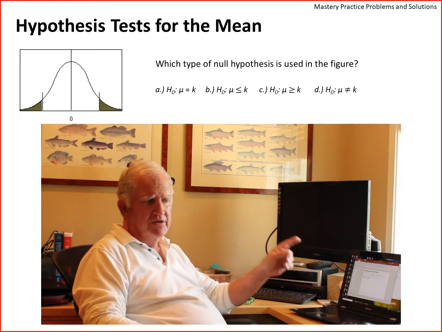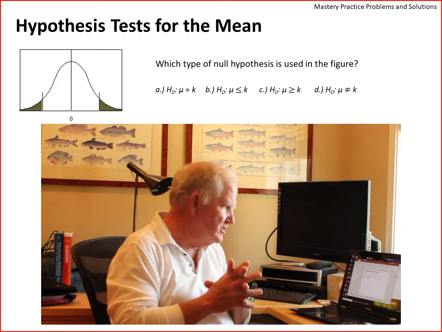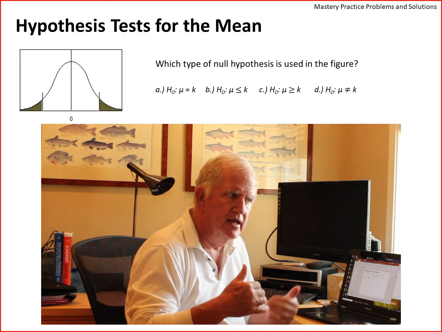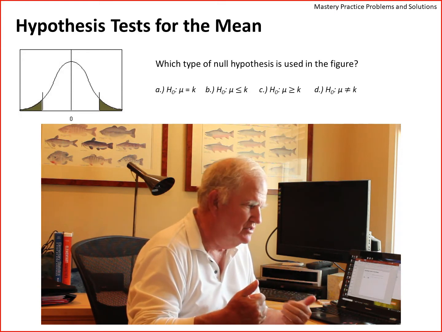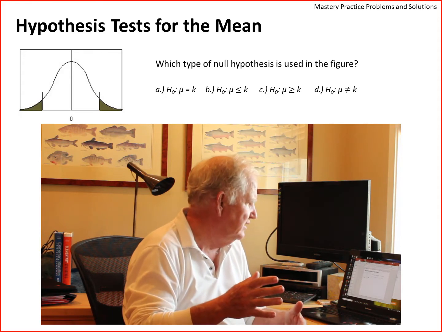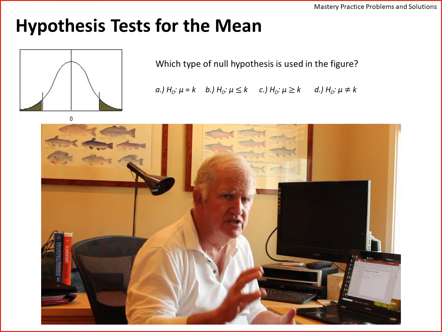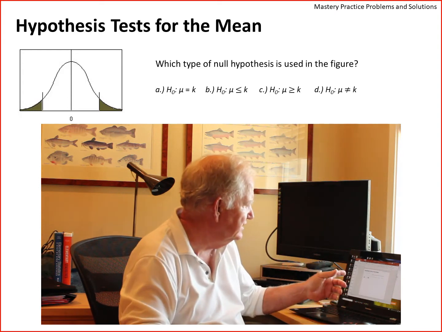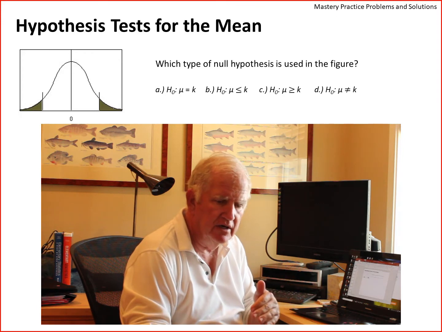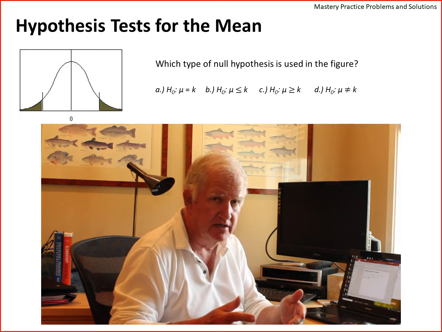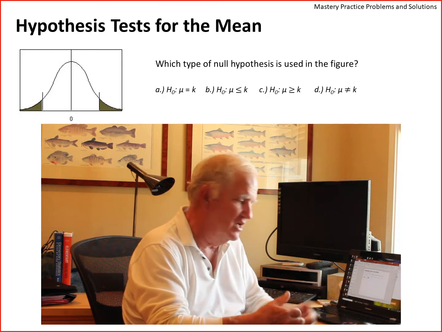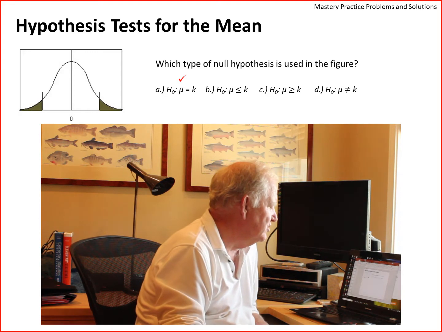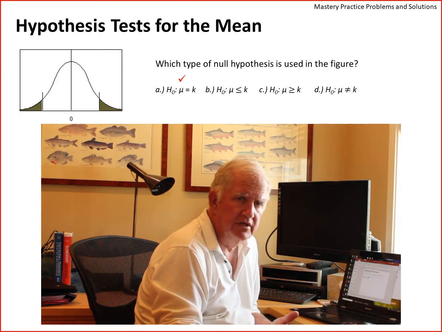So this is a figure for a two-sided test. And two-sided tests always have the same null and alternate hypothesis. The null hypothesis is that the statistic of interest, in this case the mean, is equal to some value, right? It's equal to some value. And the alternate hypothesis says, no, it's not. It says mu is not equal to that value. So if that's the case, then the proper answer is A here, mu is equal to K.